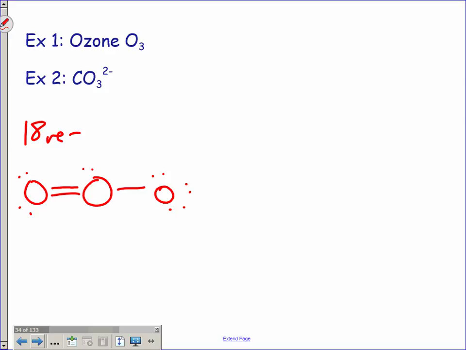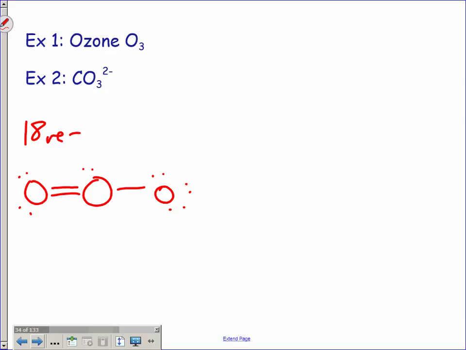2, 4, 6, 8, 10, 12, 14, 16, 18, right? Are we good? Does everyone have octet? AJ, I think you have a low balance, because oxygen cannot accommodate extra electrons. It can only accommodate an octet. Oxygen is a very small second energy level atom, so it doesn't have extra 3D pockets to stuff extra electrons.